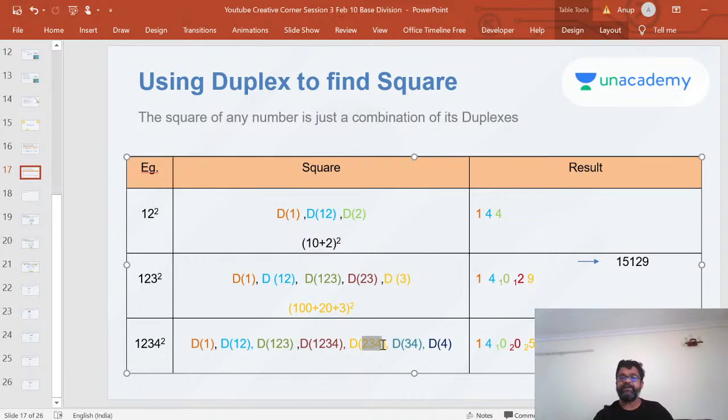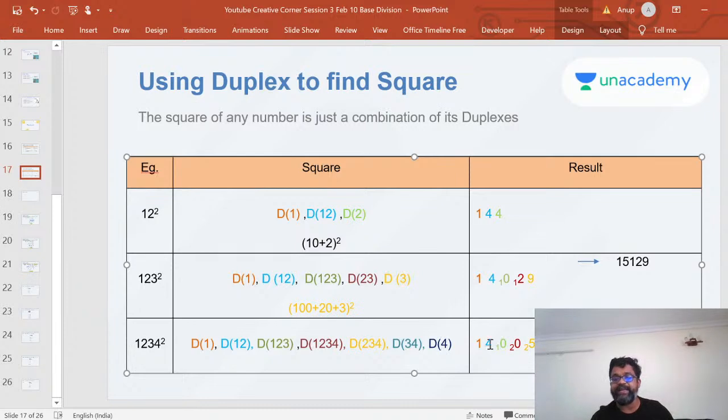Now it's the same pattern. The duplex of a 3-digit number is twice the outer pair plus the square of the middle number. So twice the outer pair, 2 into 4, is 8, double of 8 is 16, plus 3 squared, 9, is 25, right? And then the duplex of 3 and 4 is easy, no? Twice 3 into 4. 3 into 4 is 12, 2 times that is 24. And then finally, easy peasy, the duplex of 4 is 16.